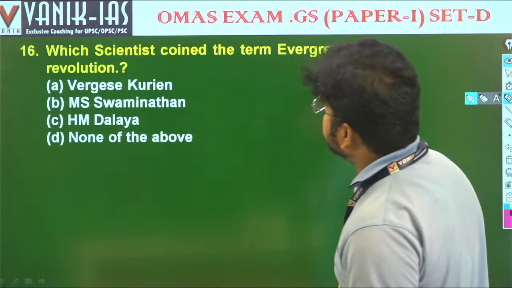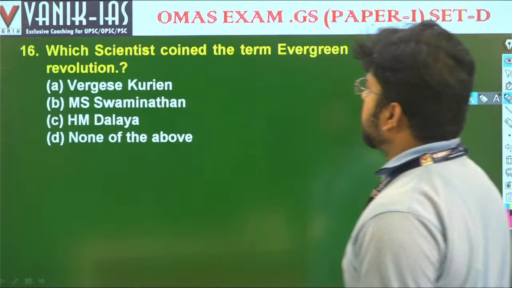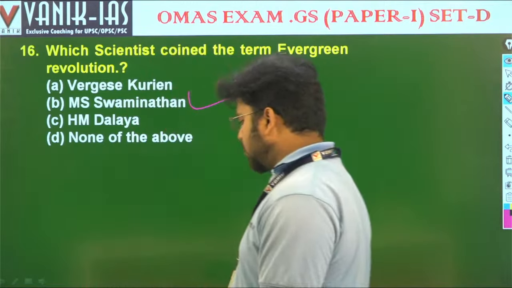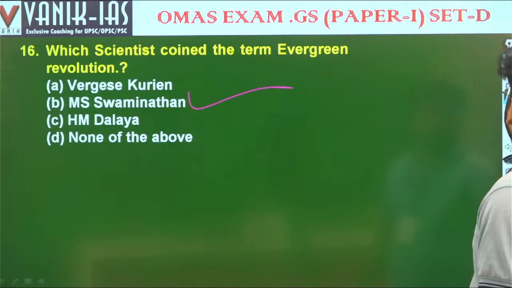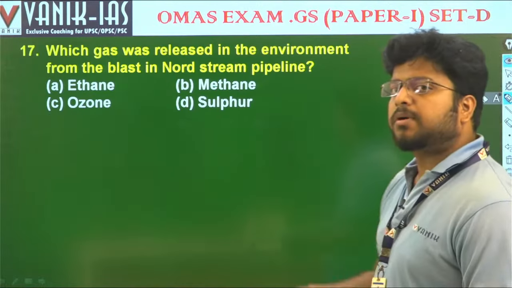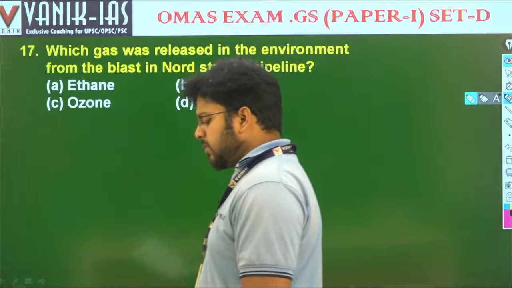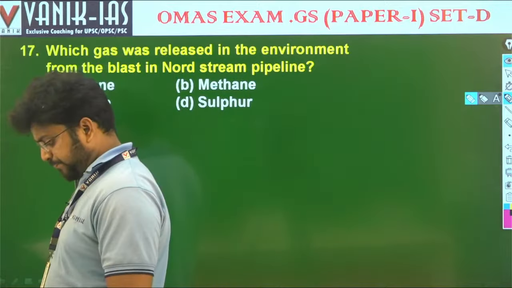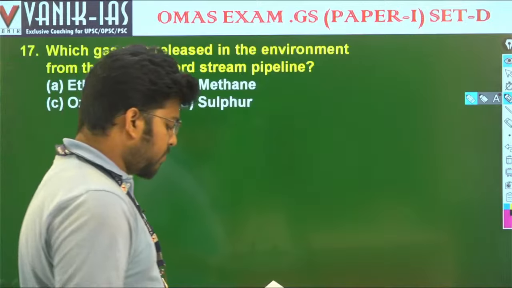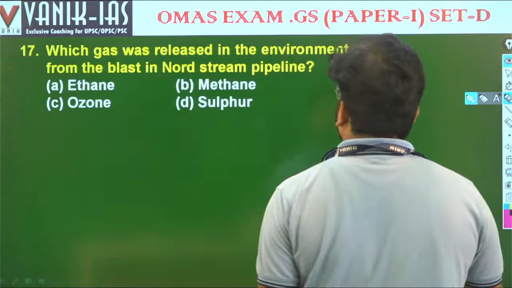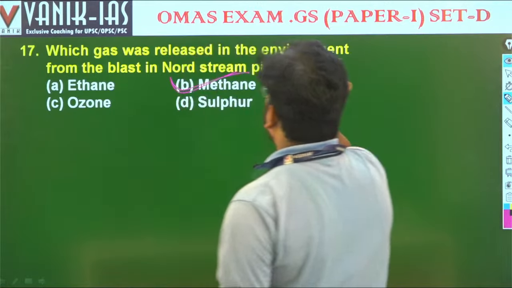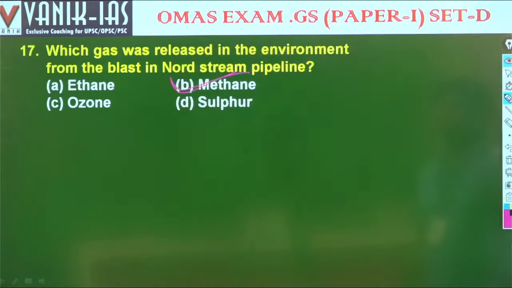Next, which scientist coined the term Evergreen Revolution? M.S. Swaminathan, right? M.S. Swaminathan, Evergreen Revolution. It was also asked in OPSC. This year he has died, that's why this question becomes more relevant related to current affairs also. Which gas is released in the environment from the blast of the Nord Stream pipeline? Here the answer is methane, right? Methane is released, Nord Stream pipeline. B is the answer.